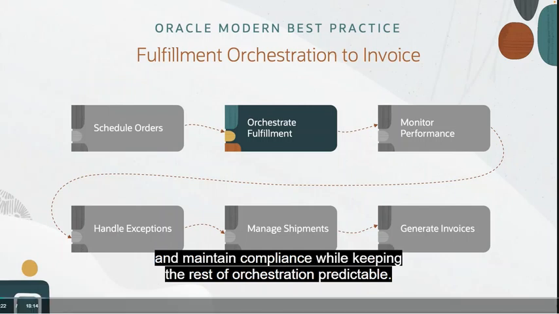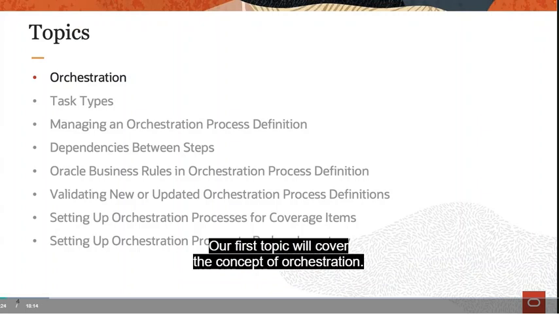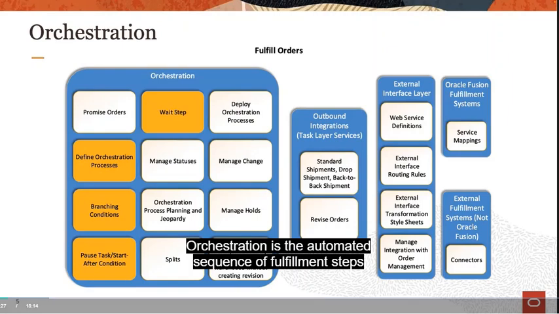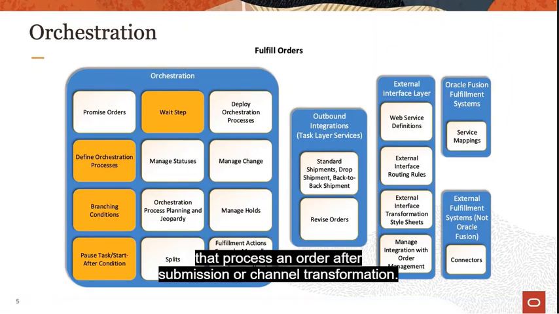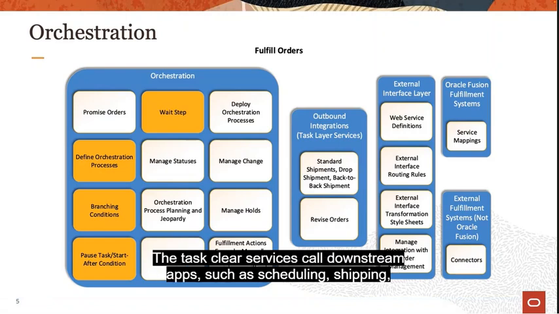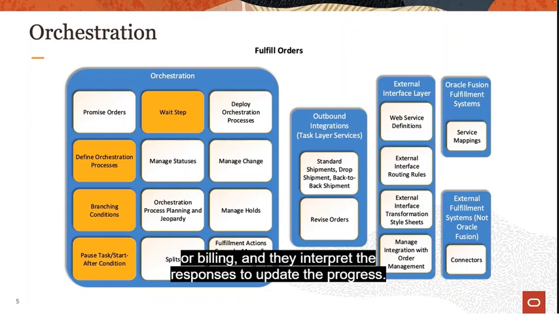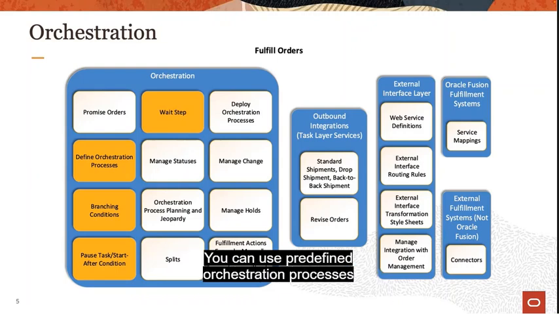Our first topic will cover the concept of orchestration. Orchestration is the automated sequence of fulfillment steps that process an order after submission or channel transformation. The task layer services call downstream apps such as scheduling, shipping, or billing, and they interpret the responses to update the progress. You can use predefined orchestration processes, or you can define your own to match your business. Orchestration also leverages business rules, pause tasks, wait steps, and branching to adapt at runtime. Think of the definition as your blueprint, and the runtime instance as its execution on specific lines.